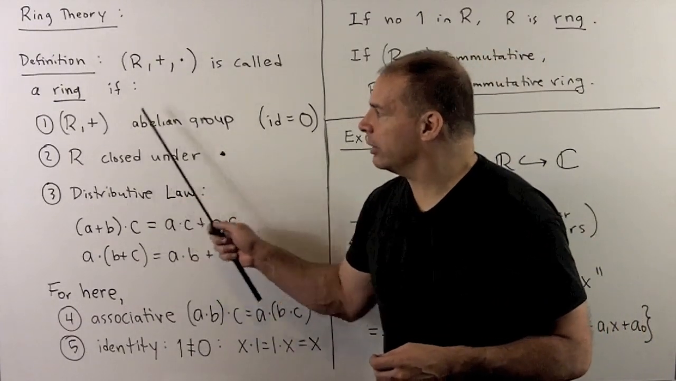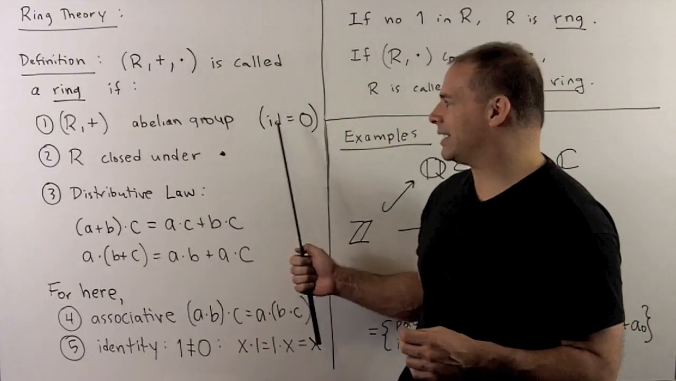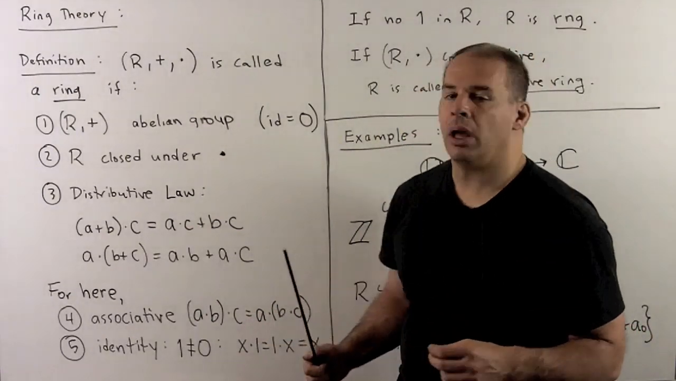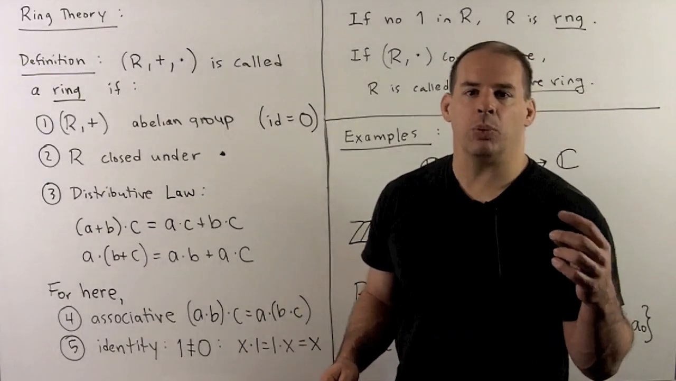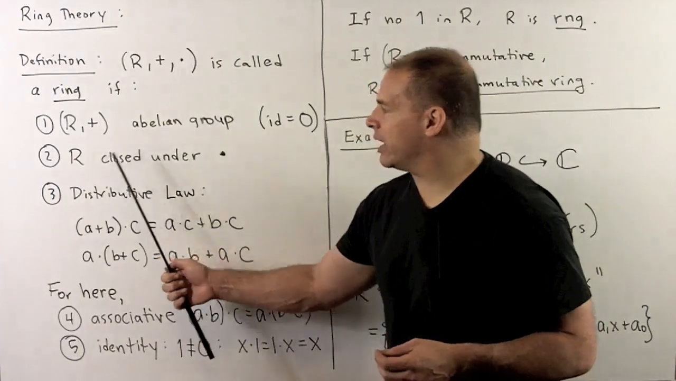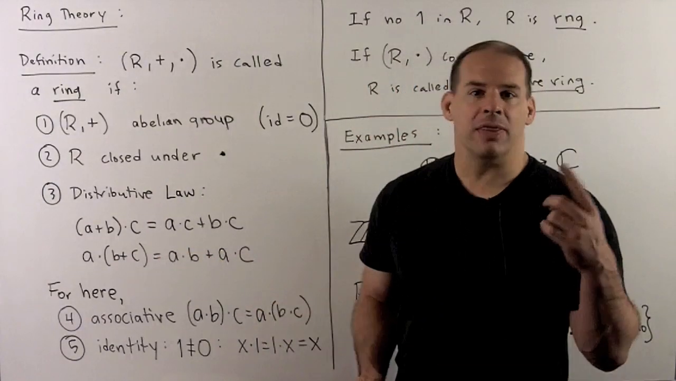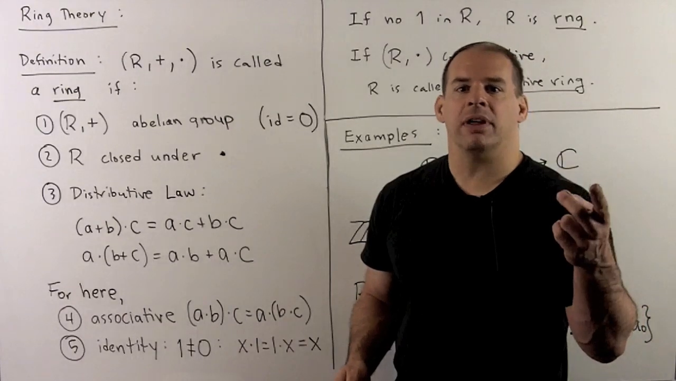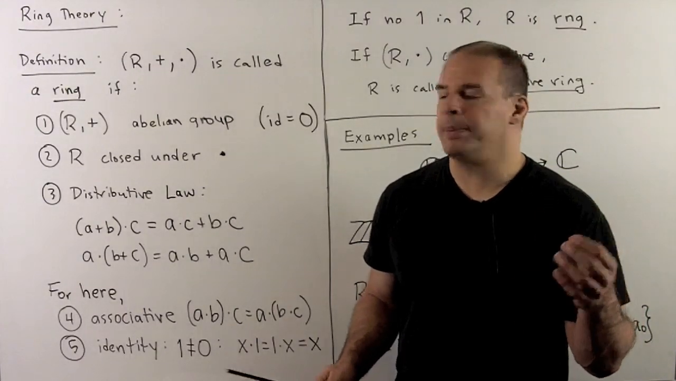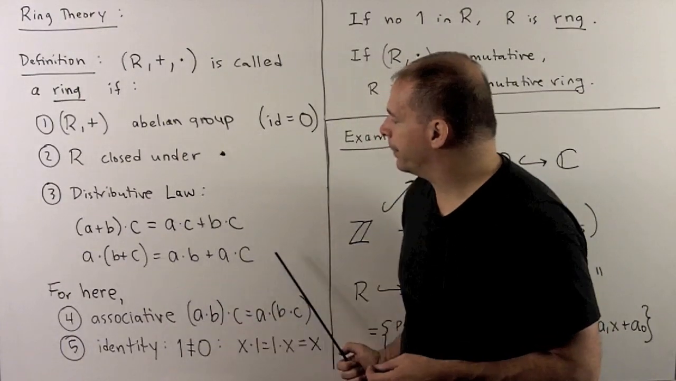Under addition, a ring is going to be an abelian group. We'll call the identity 0. Under multiplication, we don't insist on the full group properties. I'll just want that our ring is closed under multiplication. Then, to make sense of the addition and multiplication at the same time, we have the distributive law. So this should be familiar.